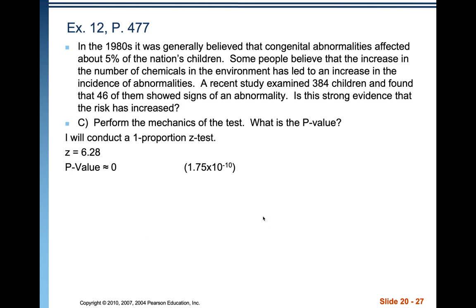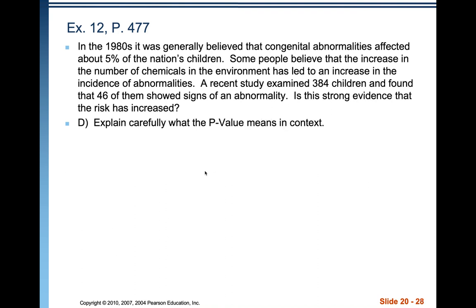All right, so we want to write this up. We are conducting a one proportion z-test. Our value for z is 6.28. Our p-value is approximately 1.75 times 10 to the negative 10. Guys, anytime you get what looks like a value greater than 1, remember the p-value is a probability. You need to look and see. It's going to be multiplied by 10 to some negative power. That means that you have a p-value of essentially 0. It is very, very small.